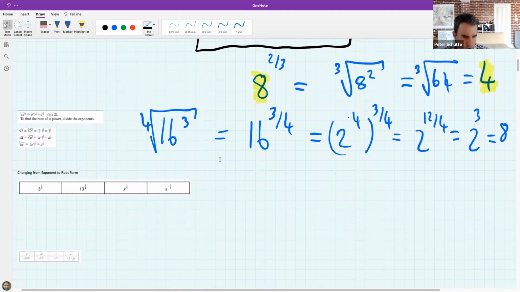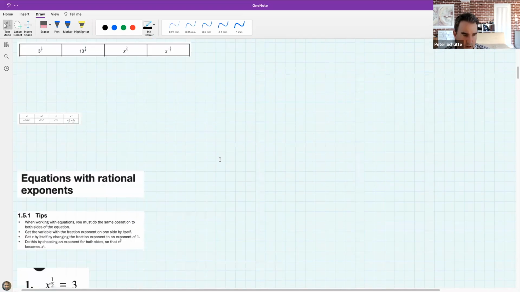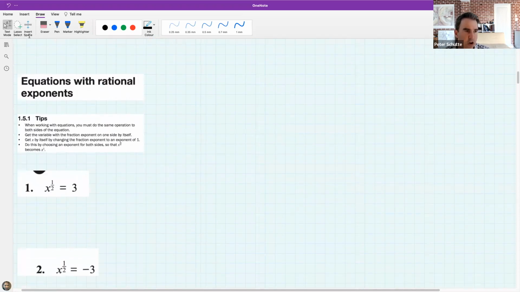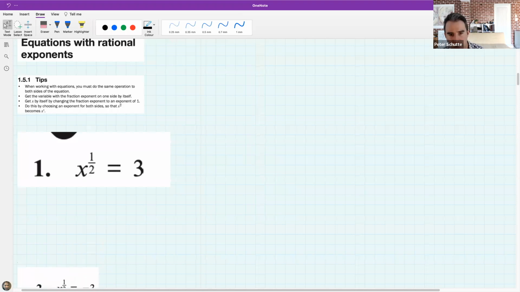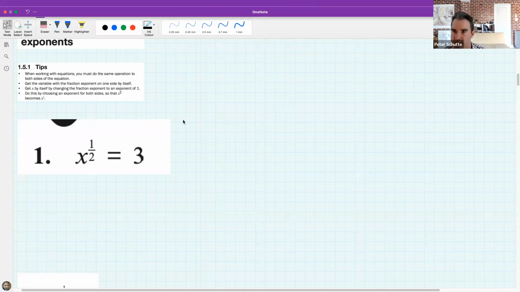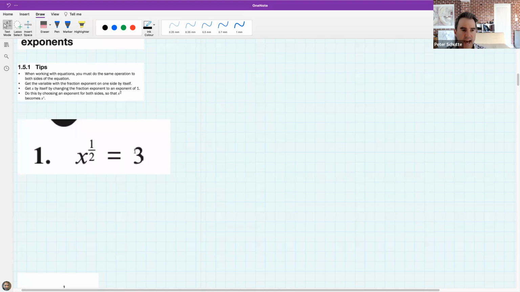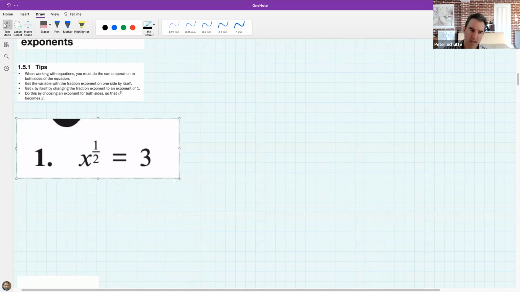So what we're going to do now is look at solving equations, solving equations that have rational powers. This is something slightly different. I want to point out that if you solve an equation, you normally end up with x by itself and an answer on the other side, whatever that may be. But that power is 1 normally.